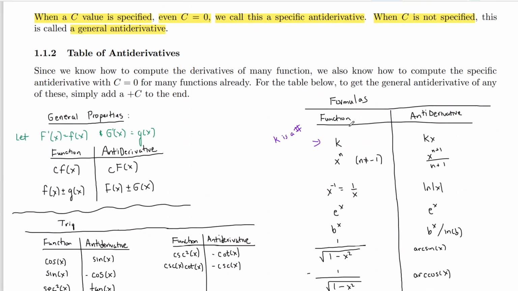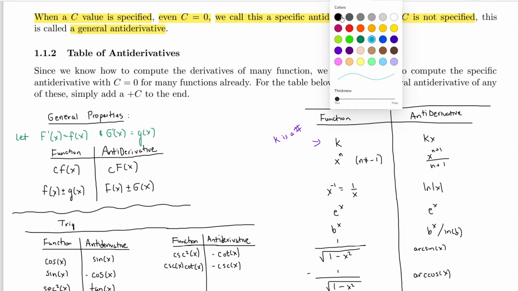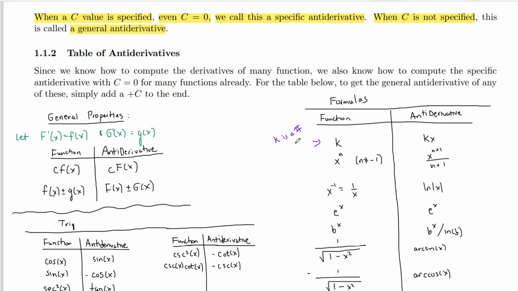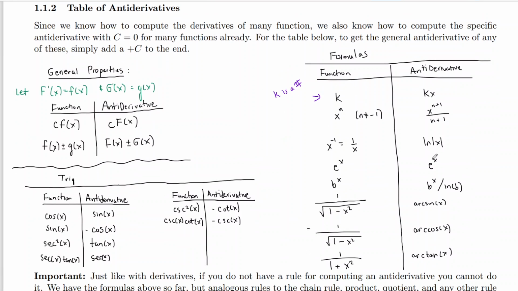Right, so before we jump into it, we actually know a lot of antiderivatives already because we know how to do the derivatives of a lot of things already. Now, it's not going to be everything because just like with derivatives, you have other general rules.